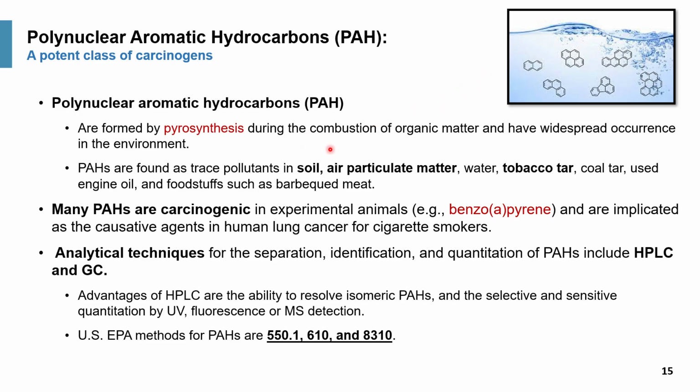As a consequence, PAHs are found almost everywhere as a trace pollutant in soil, in air pollution, and in air particulate matter from burning coal and oil. They can actually wind up in drinking water because they're found in coal tar. Particularly important is their presence in tobacco tar, which is directly linked to non-small cell lung cancer found in cigarette smokers. Also in coal tar. Actually, engine oil is a carcinogen.